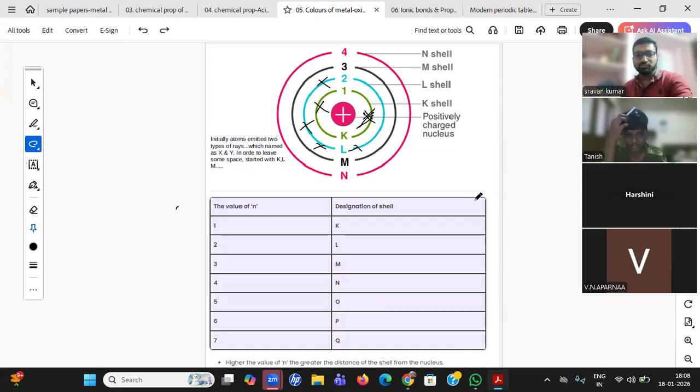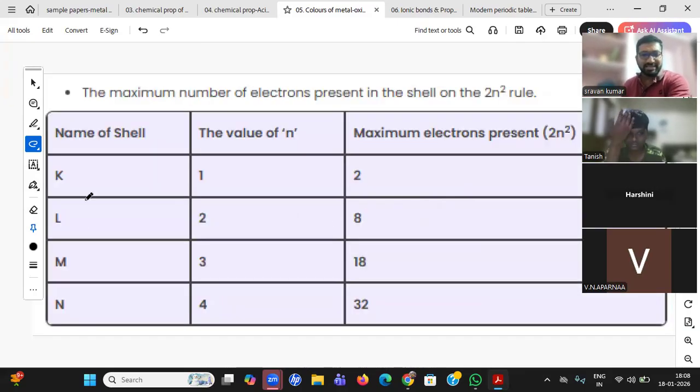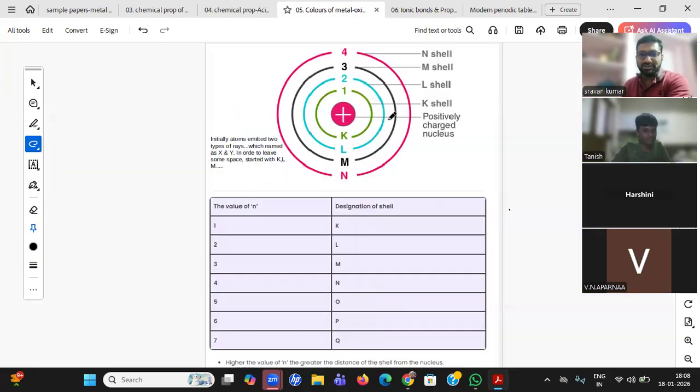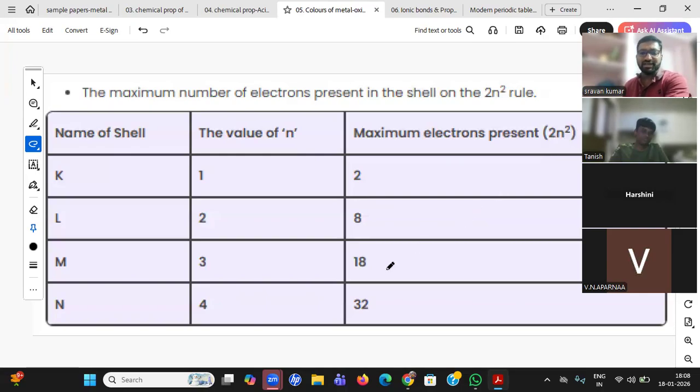Only 2. In the L shell, n value is 2, so 2 into 4, 8. M shell, the third shell, n value is 3. 2 into 3 squared, 18. Like that, the electrons are arranged in this pattern, students: 2, 8, 18, 32. Suppose if I ask you sodium, what is the atomic number?